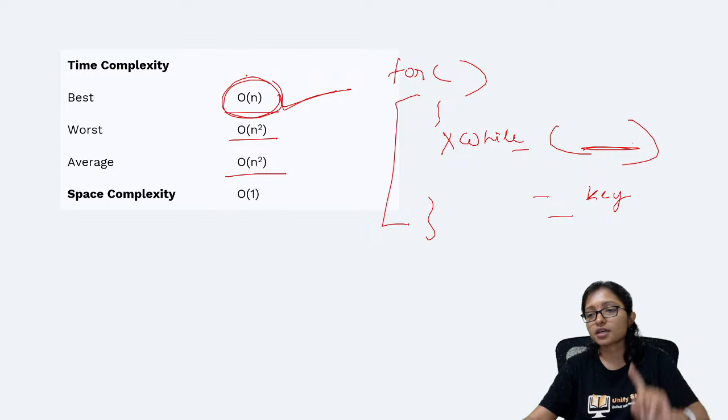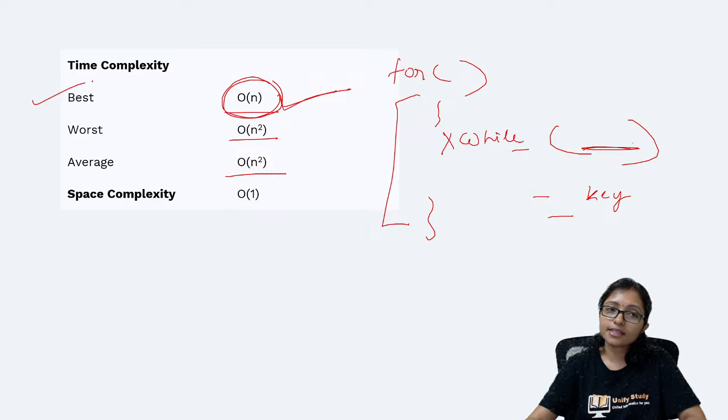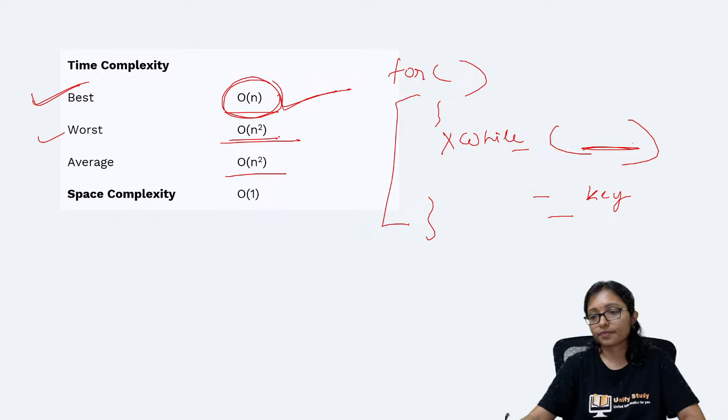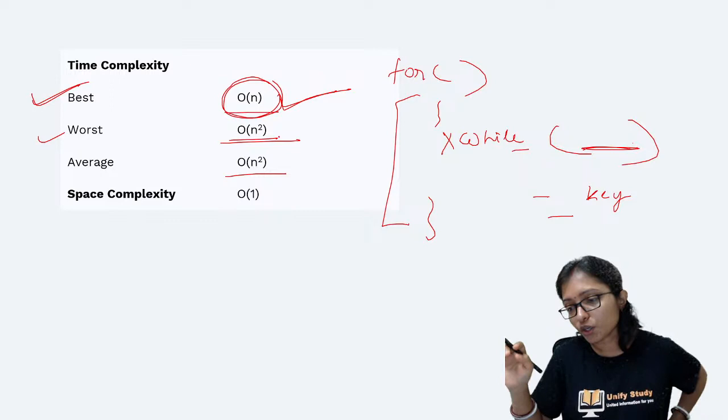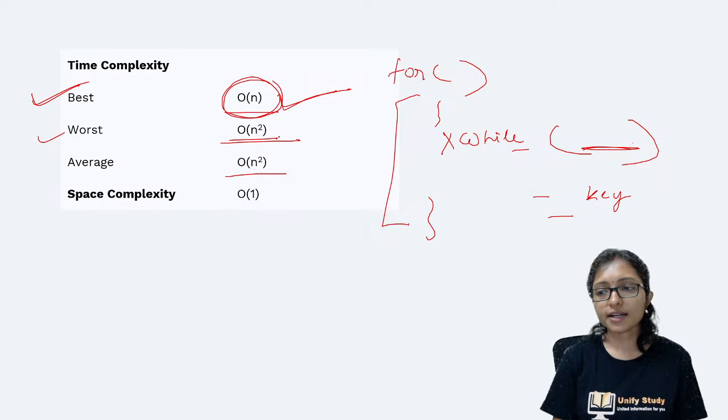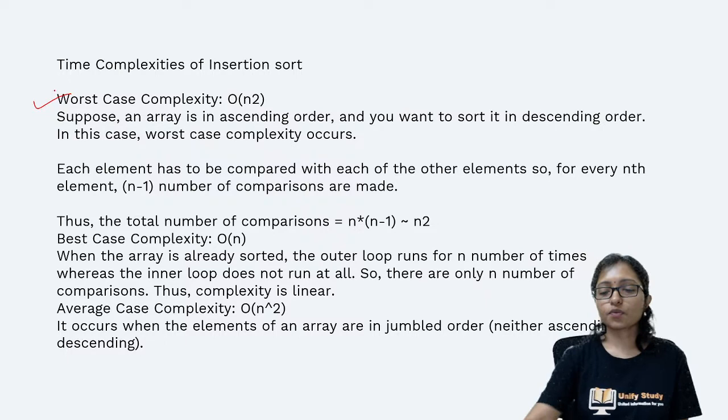Clear? Yes, Thasin, this is the complexity. Best case is order of n, but worst case is n square. Worst case is n square, best case is order of n. Clear to everyone? I hope it is clear. So you got it. This is the n square, that's why it will be your n square.